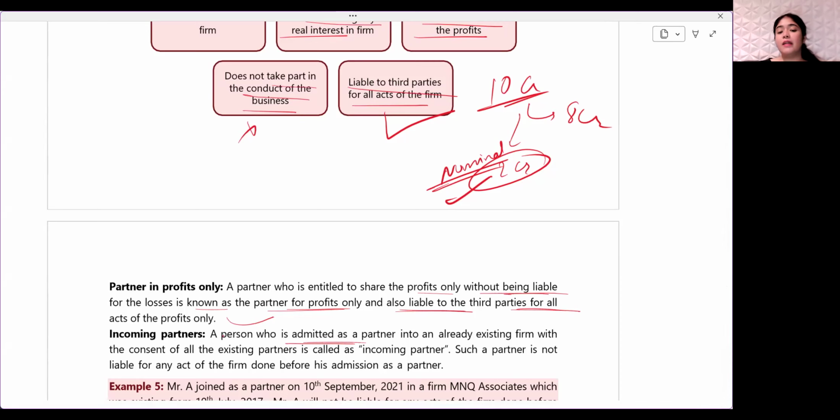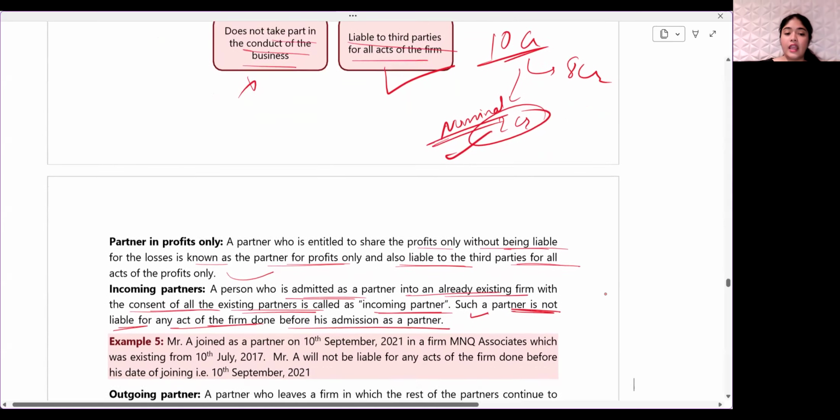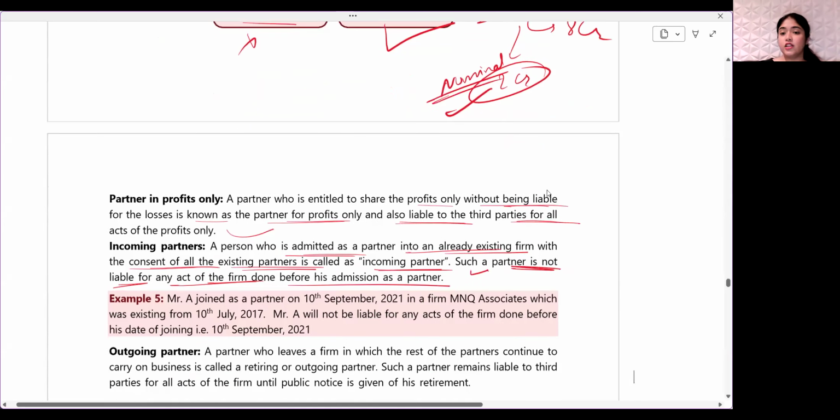Incoming partner: a partner who is admitted as a partner into an already existing firm with the consent of all existing partners is called an incoming partner. Such a partner is not liable for any act of the firm done before admission. So let's take the example that they have given. A joined as the partner on 10th of September 2021 in the firm MNQ, which was existing from 10th July 2017.